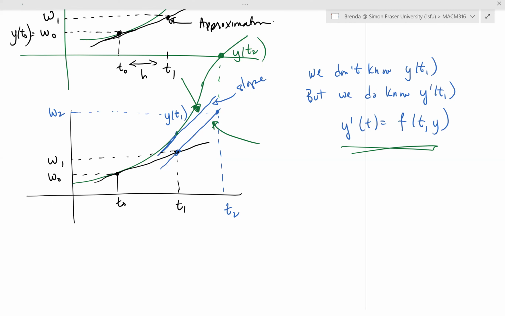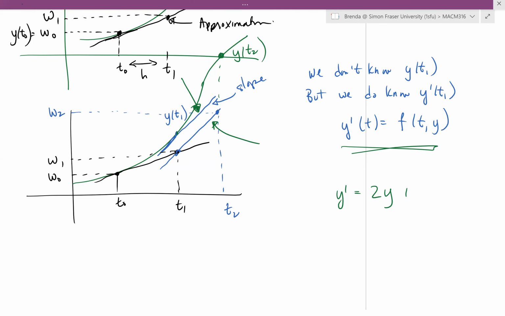Let's just go like this. y prime is equal to 2yt plus 3t. There's a differential equation, right? I then know that y at time 1 is equal to 3. Okay. All right.